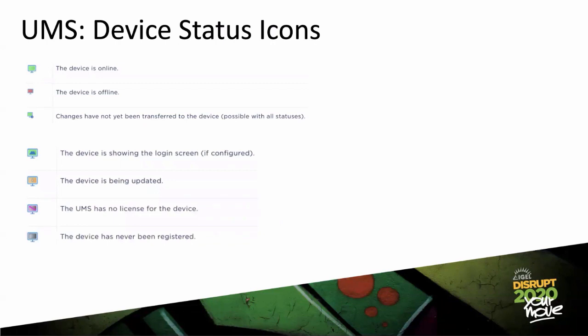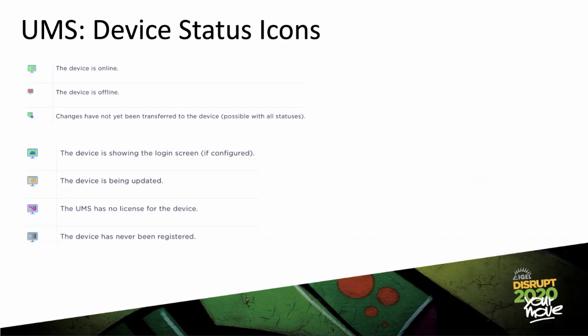So if the device is on the login screen, if you have an Active Directory connected, or the device is updated, with a yellow orange sign, I hope you never see that, the UMS has no license for the device. And the black one is the device has never been registered.